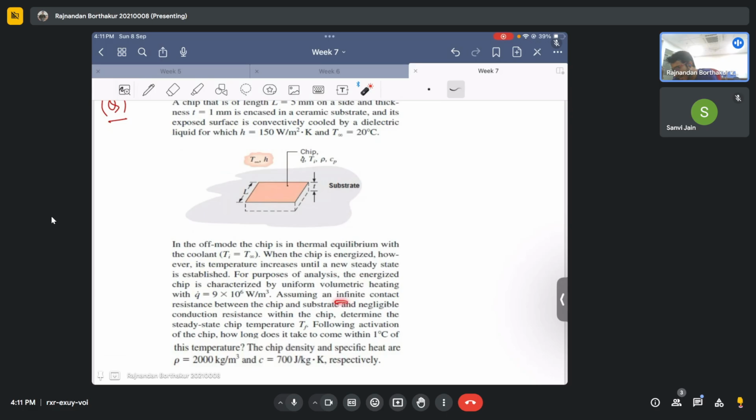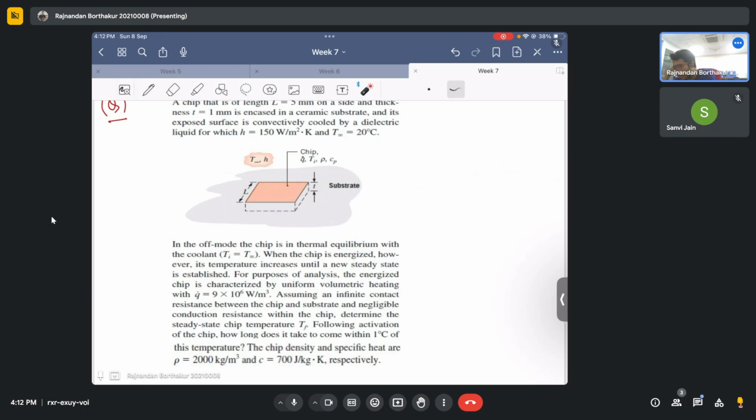Now, assuming an infinite contact resistance between the chip and the substrate, they're saying that there is an infinite resistance here. The meaning of infinite resistance is that the rate of heat transfer is basically equal to some temperature difference divided by resistance, and if the resistance is infinite, your rate of heat transfer is basically zero.